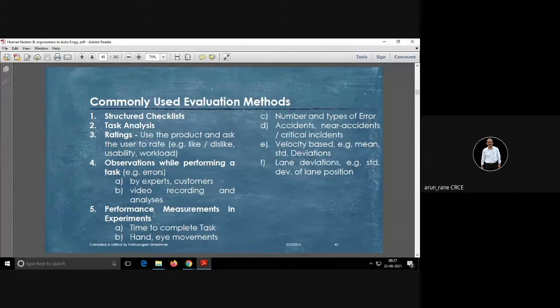So, performance measurements. What is the time required to complete the task? First you are observing, then you are doing the improvements, and then you are making and designing the workplace. Then what are the hand and eye movements involved in an assembly? What are the number and types of errors which can occur while doing the assembly? And what are the chances of accidents? All these factors you have to study.